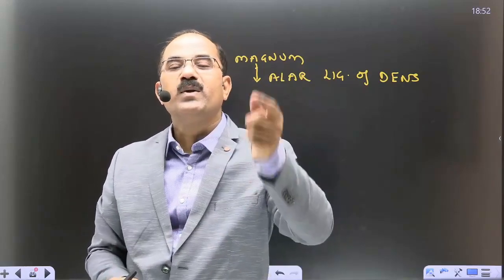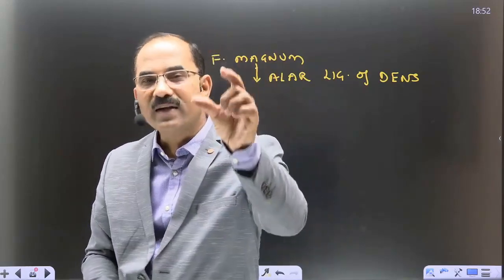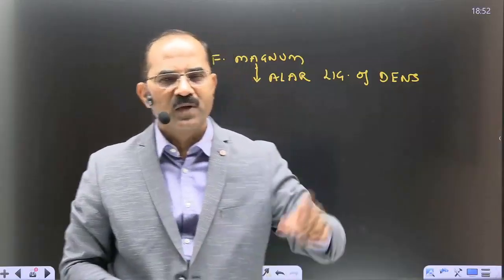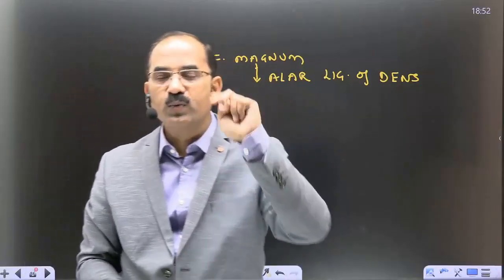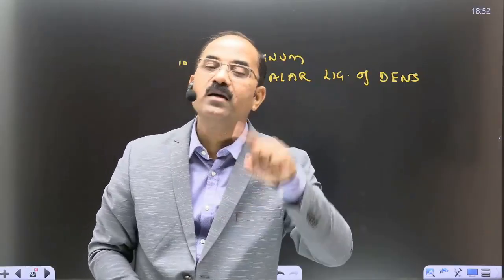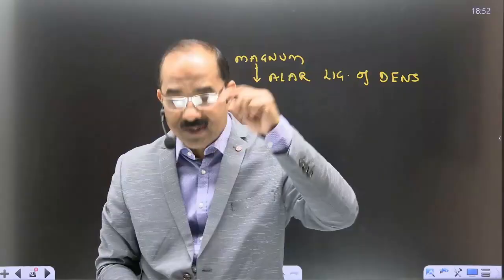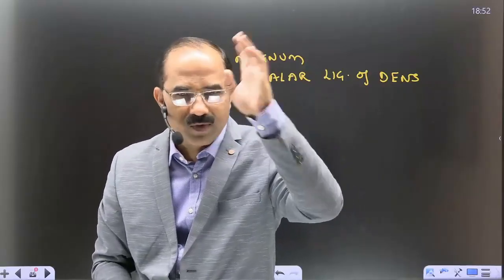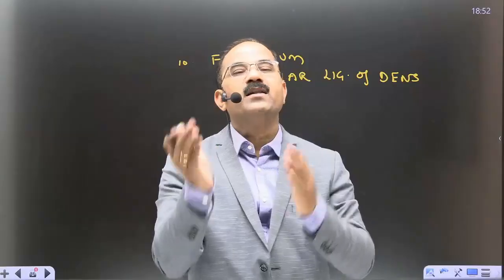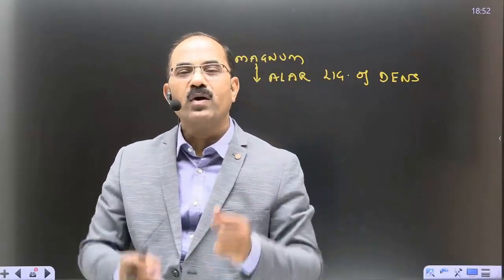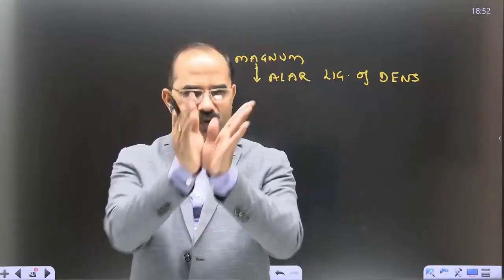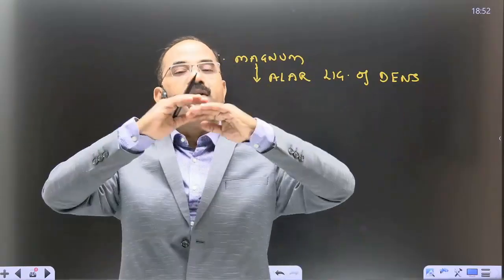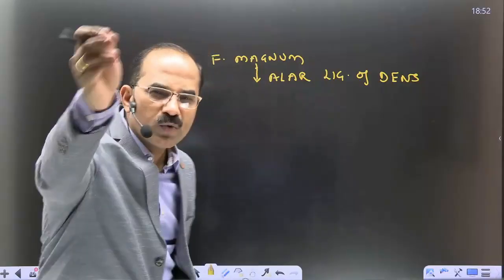That ligament is known as the alar ligament of the dens. So attached to the dens are 2 ligaments. One is the apical ligament of the dens, which is a remnant of the notochord. And the second is the alar ligament, which goes horizontally and divides the foramen magnum into 2 compartments, students.